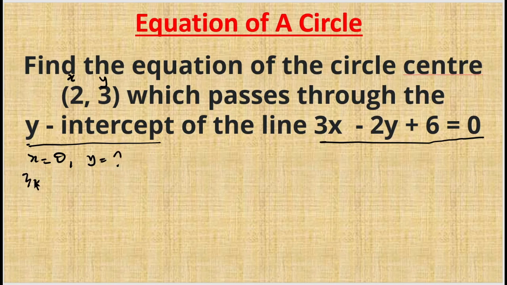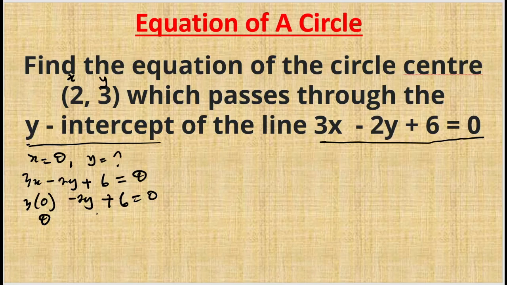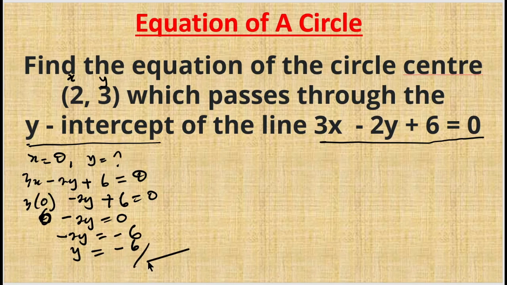My equation says 3x minus 2y plus 6 equals 0. So that 3 now into x is equal to 0, minus 2y plus 6 equals 0. Obviously, this is 0 plus 6, that becomes 6, minus 2y equals 0. So that minus 2y is equal to minus 6. Y obviously equals minus 6 over minus 2, which is equal to 3. So at the point when x is equal to 0, obviously y is equal to 3. And the center of this circle is at the point 2 and 3.